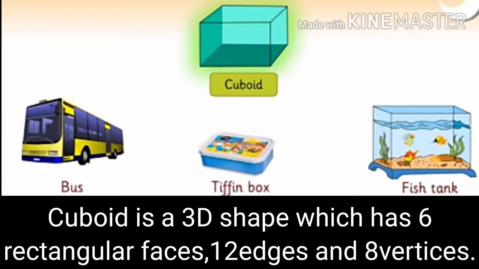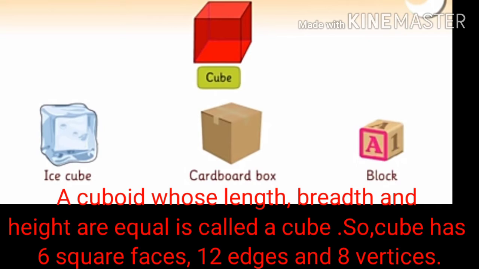Now, a cuboid is also called a rectangular prism. Why is it called so? This we will learn later on. Now, a cuboid whose length, breadth and height are all equal is called a cube. So, a cube has 6 square faces, 12 edges and 8 vertices.